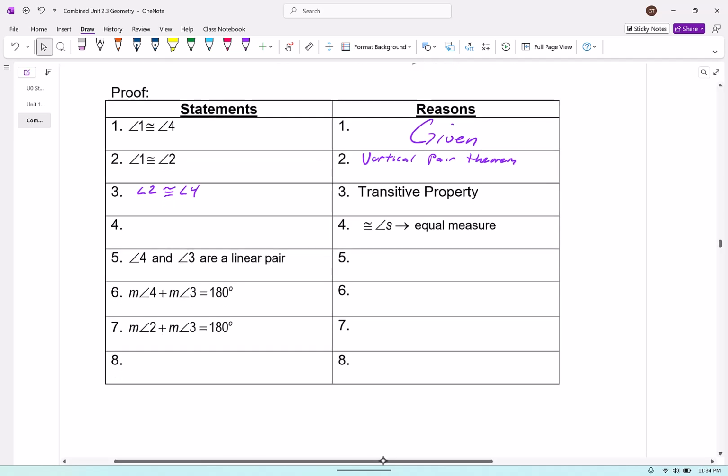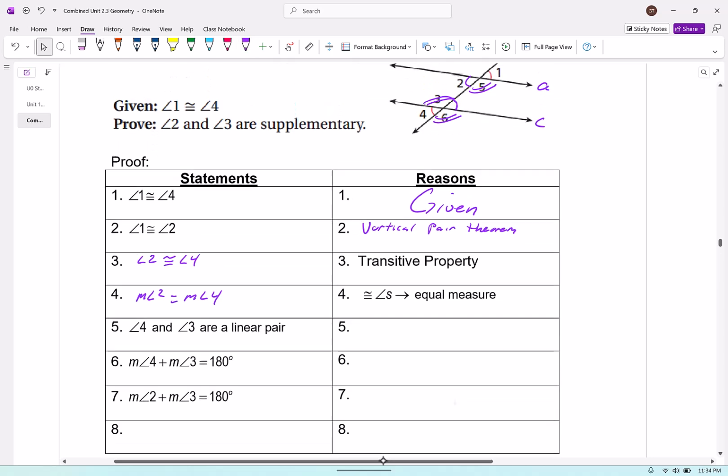Okay, so because those things are equal, then we know that the measure of angle 2 is going to be equal to the measure of angle 4, right? Because congruent angles are equal in measure. Just like we've been saying since the beginning. What's another word for congruent? Equal. So we can draw that conclusion as well.